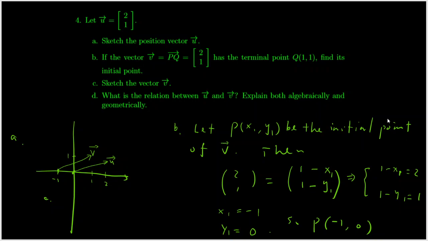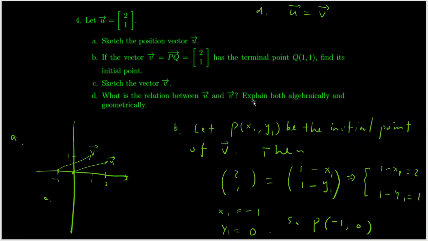And then what is the relation between U and V? They are equal, right? Now I'm going to write the answer to question D. I will squeeze it here. The relation is U is equal to V. U and V are equal. Geometrically, you see they point in the same direction and have the same length. By the way, I think a more proper term is length. Distance is between two points, right? They have the same length.